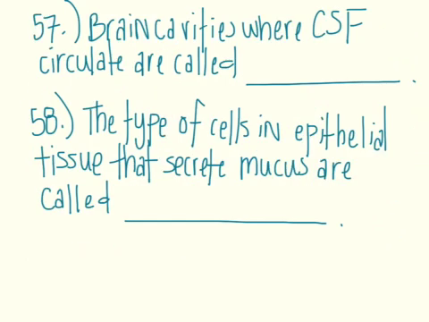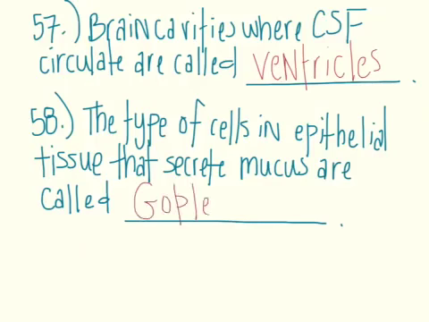Question 57. Brain cavities where your cerebrospinal fluids circulate are known as ventricles. The type of cells in epithelial tissue that secrete mucus are called goblet cells. Think of Halloween, goblet, so they secrete mucus.